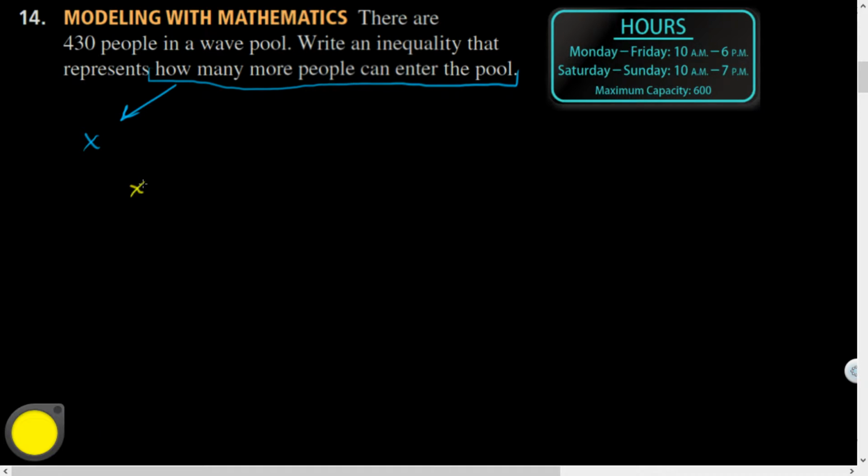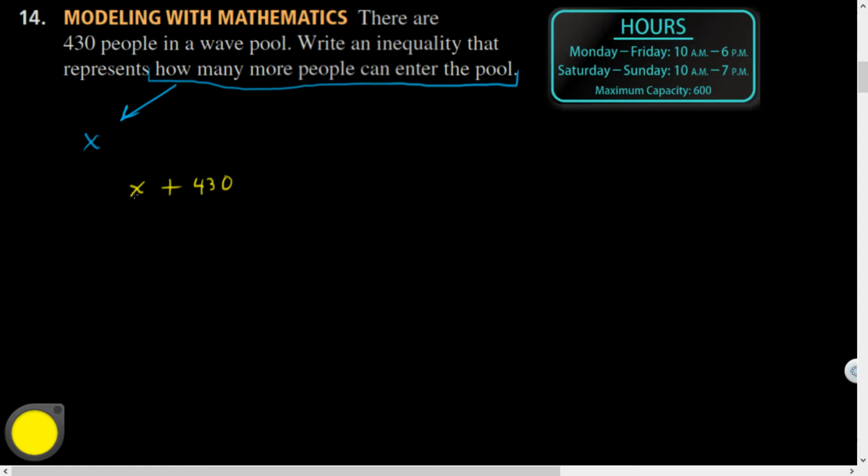That means the number of people more plus the 430, man, I'm getting claustrophobic already. Like, are you guys, oh man, I gotta loosen my tie. Like, 430 people? Wow. It's terrifying. All right. In a wave pool.